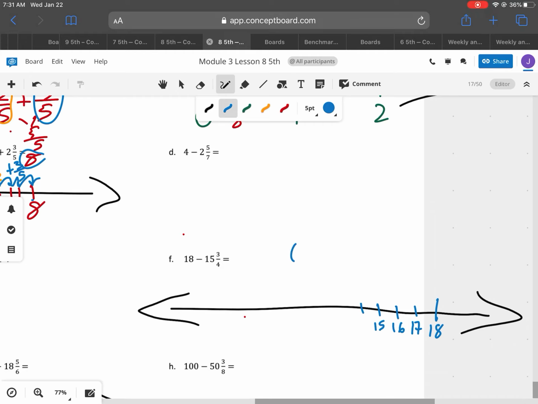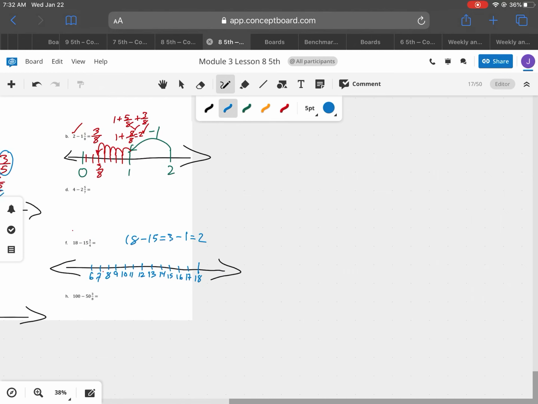All right. I know that 18 minus 15 is going to give me 3, and then I'm going to subtract one more, and that's going to give me 2. So I have to go all the way to 2. 14, 13, 12, 11, 10, 9, 8, 7, 6. Whew, I'm not going to make it.